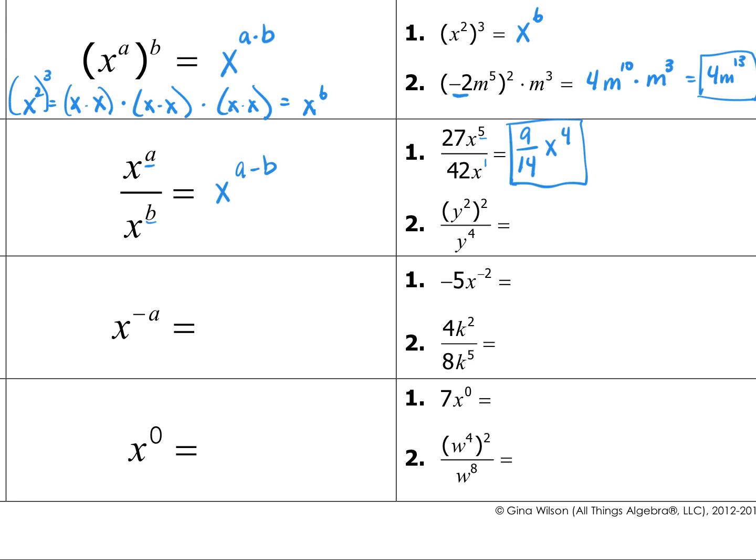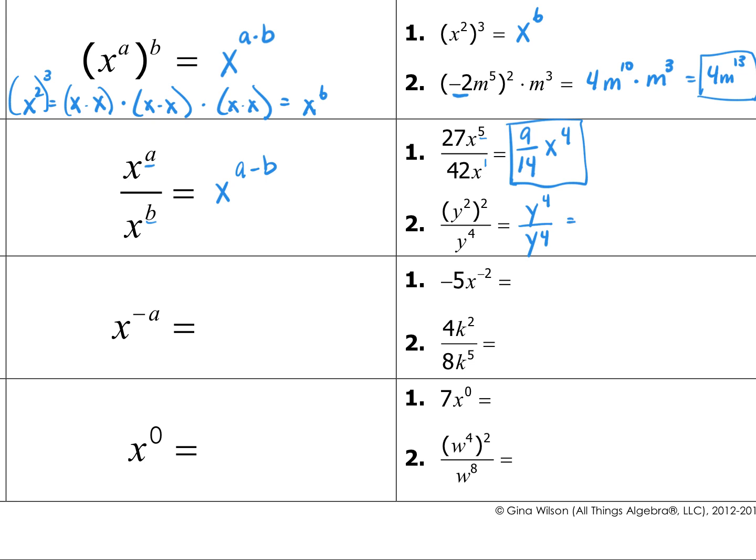Well, looking at our power rule up here, you'll notice we need to multiply our outside exponent with our inside exponent, which gives us y to the fourth. Y squared raised to the second power is y to the fourth, and now we have y to the fourth over y to the fourth. Well, there's two ways you can look at this. Y to the fourth divided by y to the fourth, any number divided by itself is 1, right?